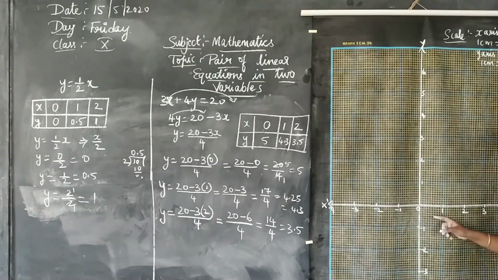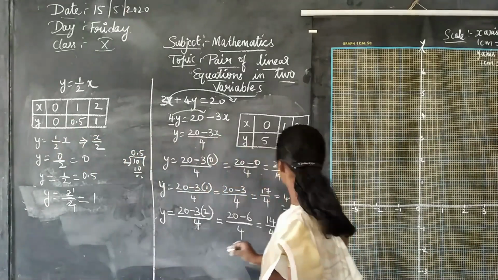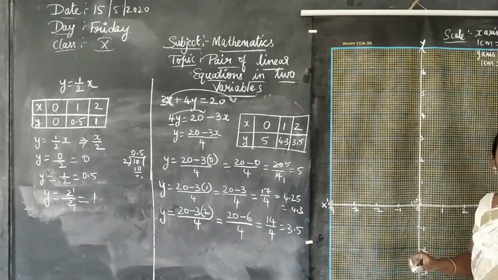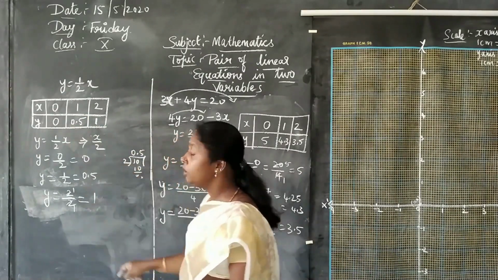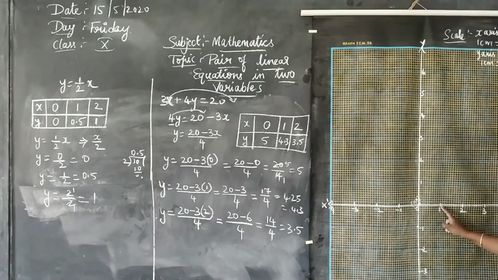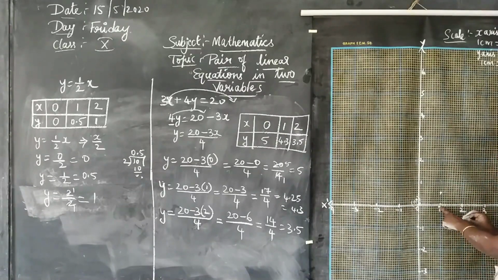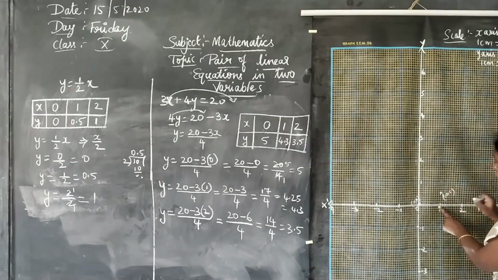Now let me plot it. x is 0, y is also 0. So this point will be (0, 0). Next, x is 1, y is 0.5. 0.5 means in between the 5 lines here, millimeters, right? Until here it is 1, so 0.5. You should write there immediately (1, 0.5).